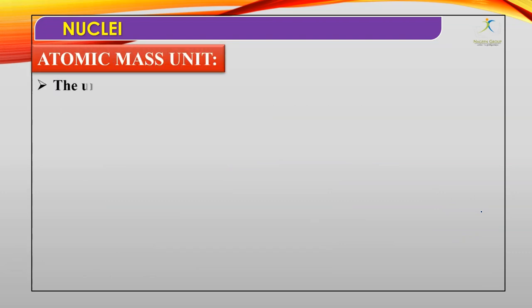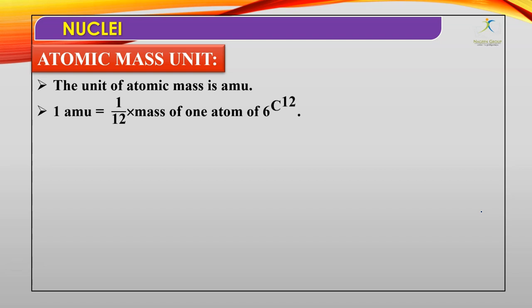Atomic mass unit. The unit of atomic mass is called an atomic mass unit. That means 1 atomic mass unit is equal to 1/12 times the mass of 1 atom of carbon, C-12. And 1 AMU is equal to 1.6605 × 10^-27 kg.